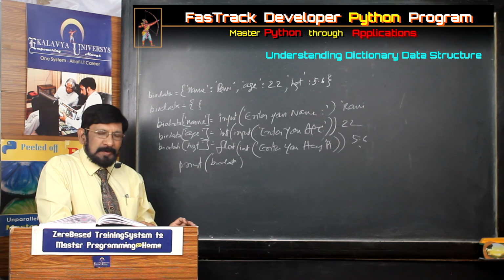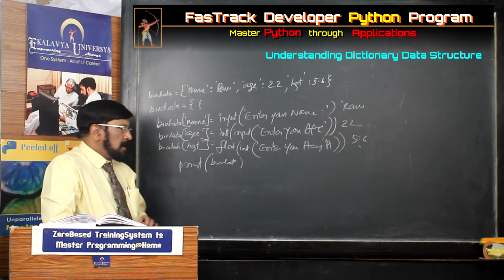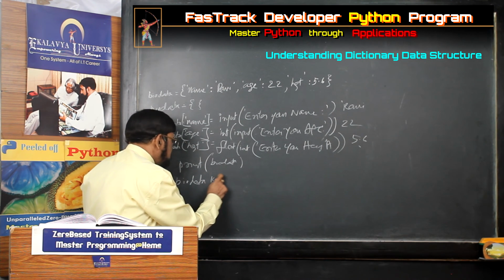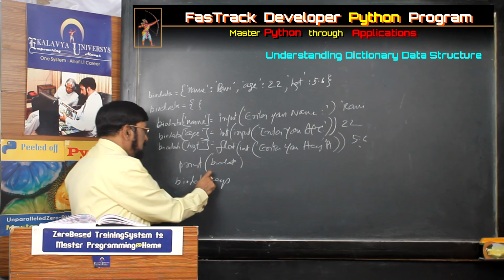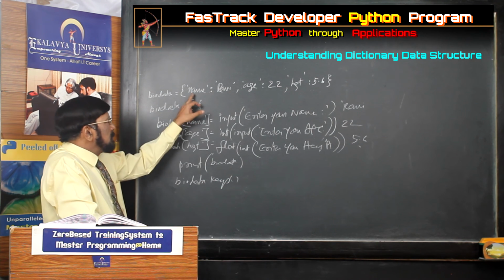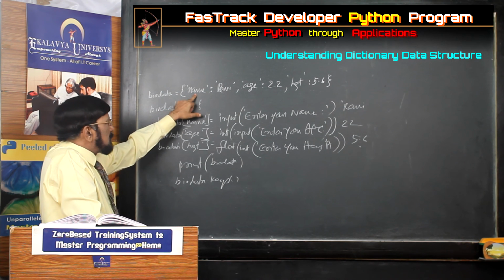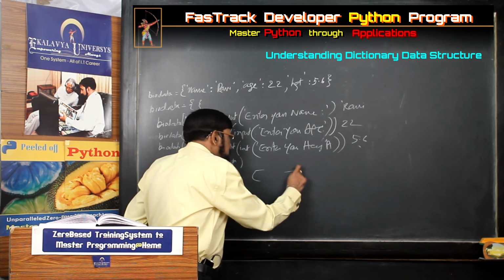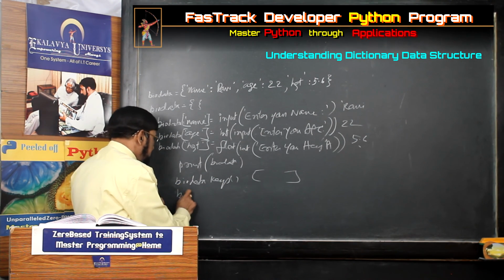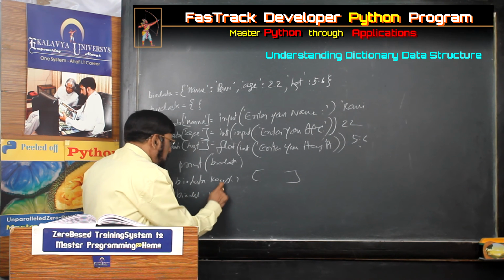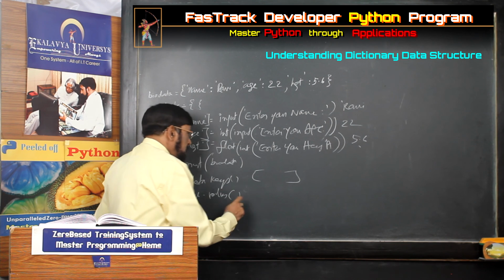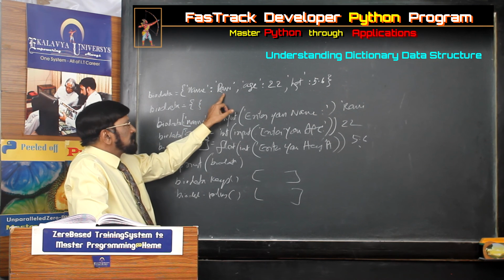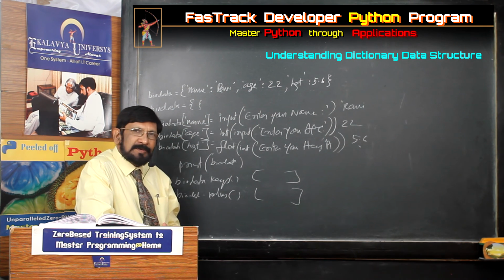Thereafter, one more function is there. By using that, actually, pydata dot keys, if you write, this is a function. If you write in a print statement, only keys are printed. What are the keys? Name, age, and height are printed as a list. Suppose pydata dot values, if you write, only values are printed as a list. What are the values here? Ravi, 22, 5.6, those are printed.